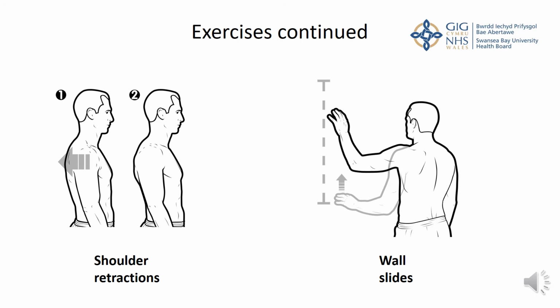For the wall slides, place your hand on the wall and climb your hand up the wall as far as you feel able to. Once you feel a stretch, hold for 5 seconds, relax and then slowly lower to the starting position. If you're unable to do this, use your opposite arm to assist this movement. This exercise can be helpful for you to monitor changes in your movement, as you can mark how far up the wall you can reach. Complete up to 10 repetitions of these exercises and repeat this up to 3 times a day or as pain allows.